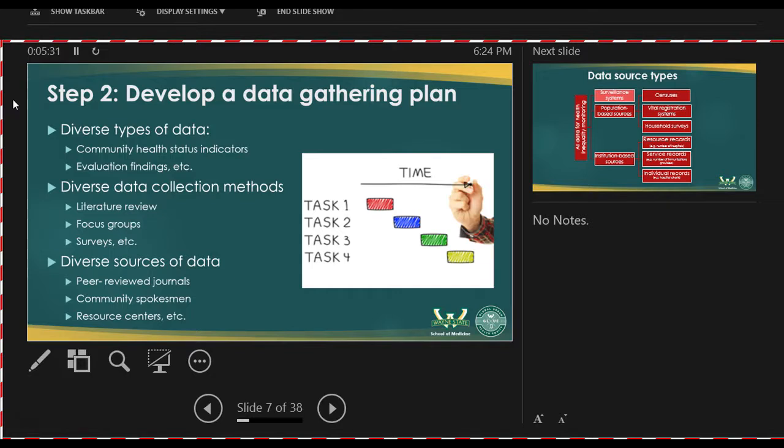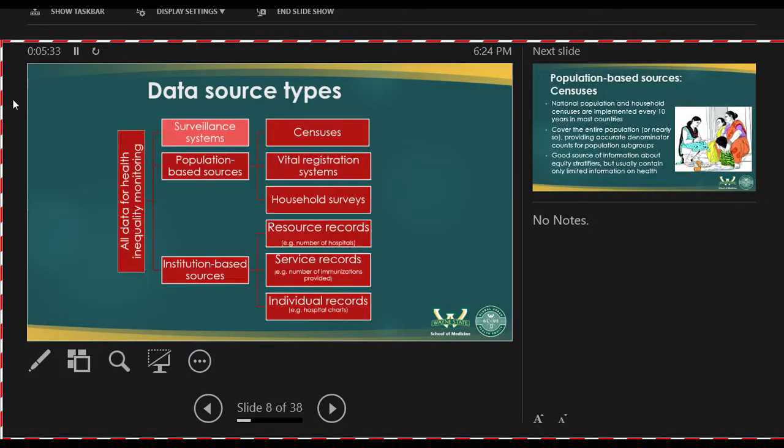What do you do with all this huge data, and which data to use? This is a little diagram that I've used in the past for the types of data sources that we use, breaking it into sections. You have a surveillance system, population-based sources, and institution-based sources. When you're doing public health, especially when you go to international sites, these are the 3 main sources where you can get your data from.